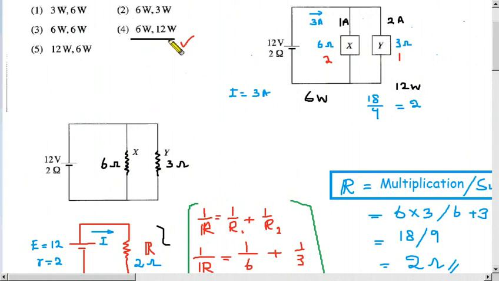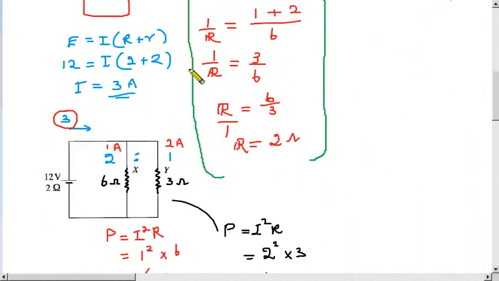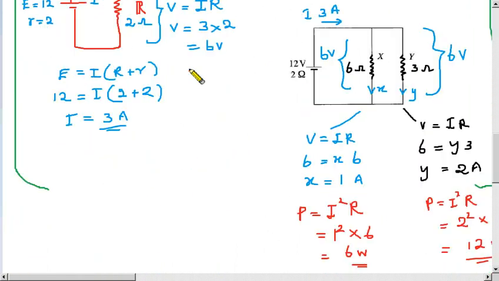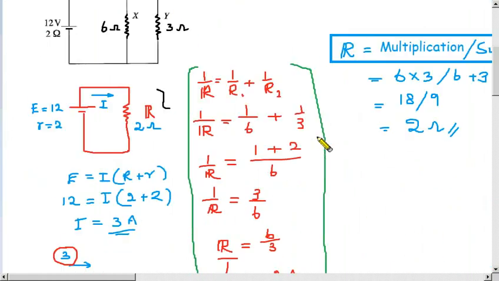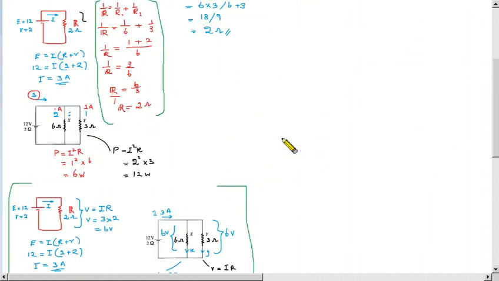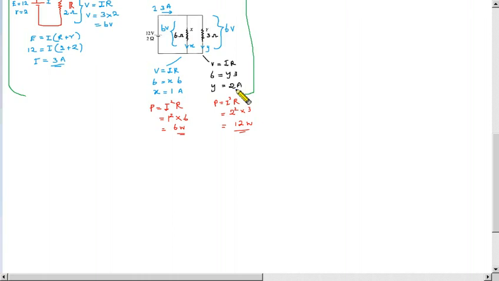6 watt and 12 watt, this one you should say watt, not volt, watt. Power means the energy per second. So I think you can understand now. If you didn't understand the way I solved this problem previously, now I explained everything in detail. There are two methods for some calculations, and finally this one is common for both methods.